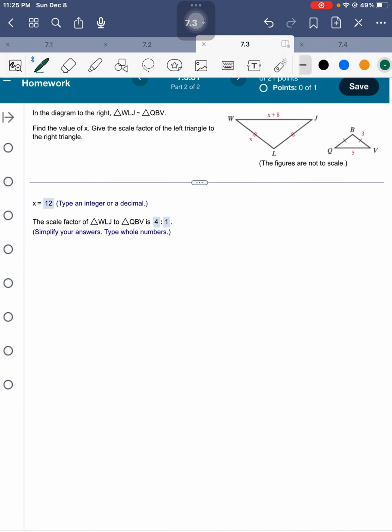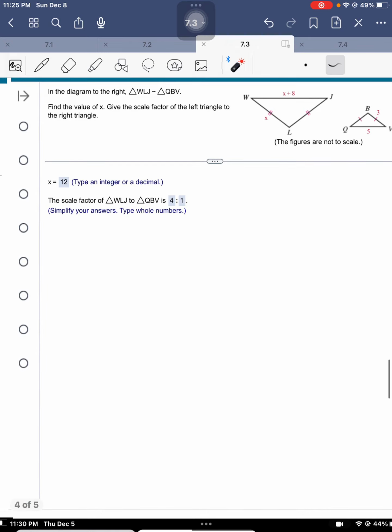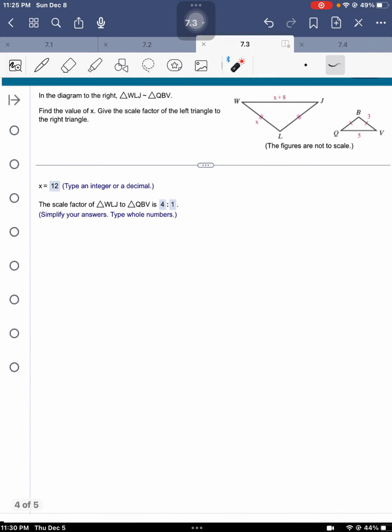What about this one? Okay, so they're telling me that the triangles are similar. Okay, so that's good. Find the value of x. Where is my value of x? It's on a side length, so I know I'm gonna need to use the property of similar triangles that tells me that the side lengths are proportional. Find the value of x. Give the scale factor of the left triangle to the right triangle. Okay, that's fine. So let's take a look.